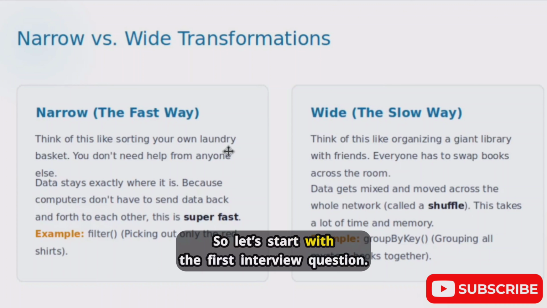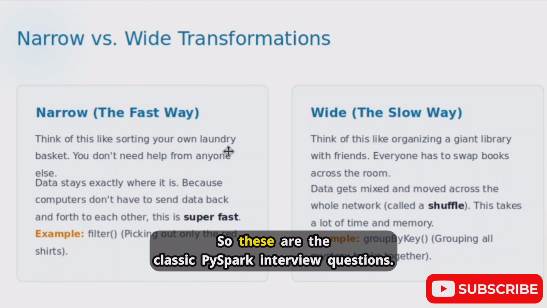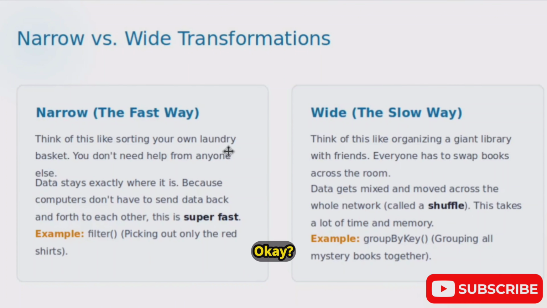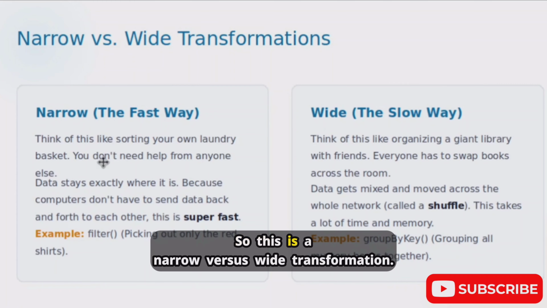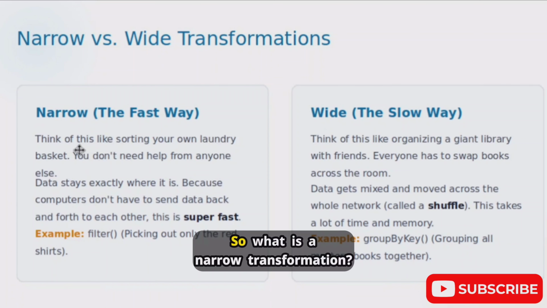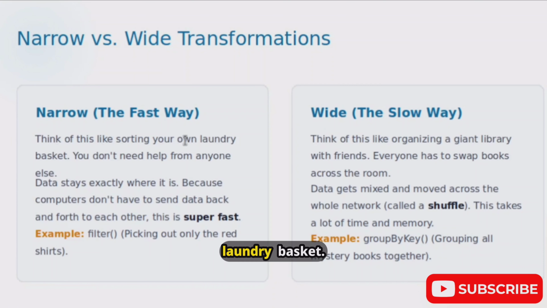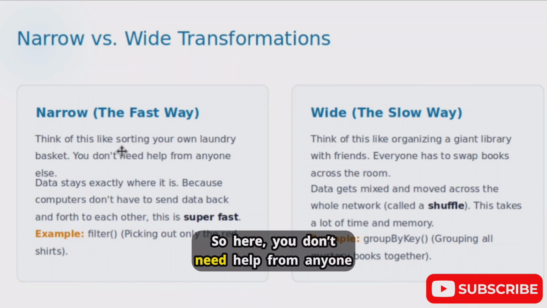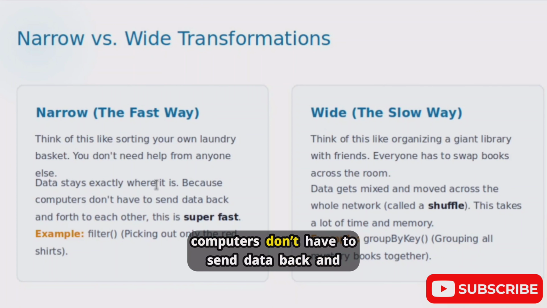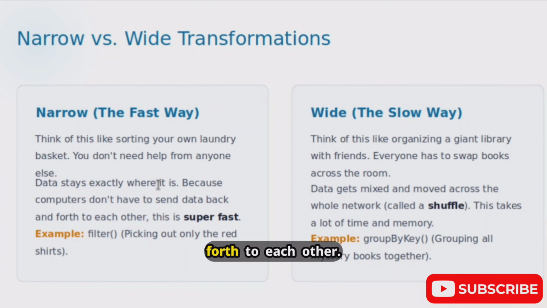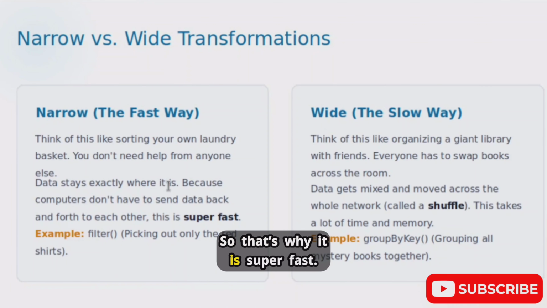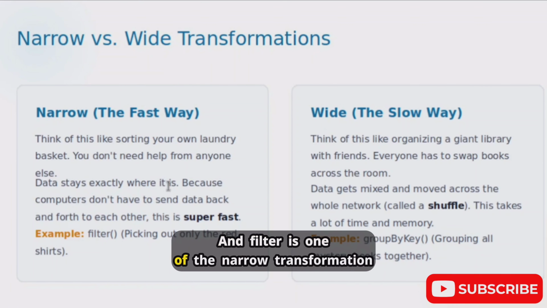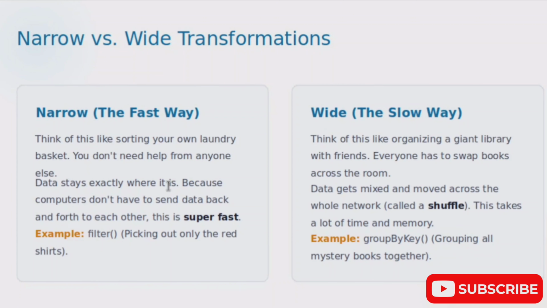So let's start with the first interview question. These are the classic PySpark interview questions. This is narrow versus wide transformation. So what is a narrow transformation? We'll take a couple of examples here. Think of this like sorting your own laundry basket. Here you don't need help from anyone else, right? Your data stays exactly where it is because computers don't have to send data back and forth to each other. That's why it is super fast. And filter is one of the narrow transformation functions we use in PySpark.